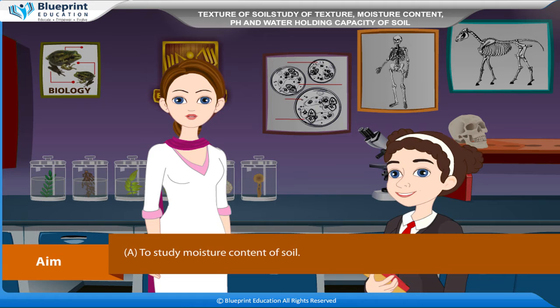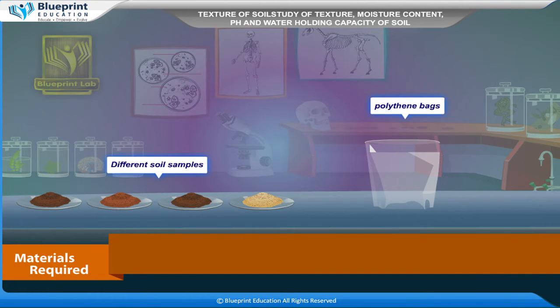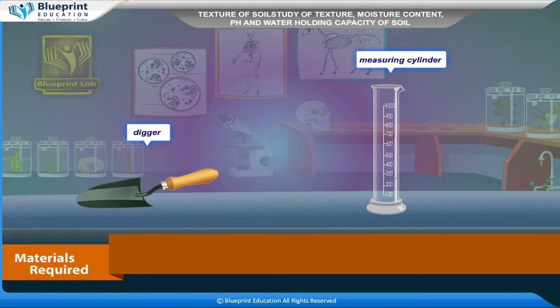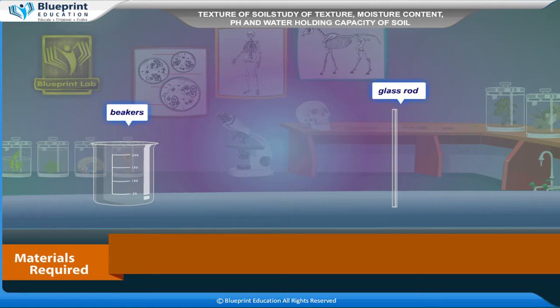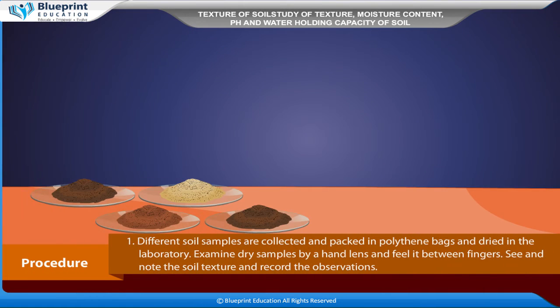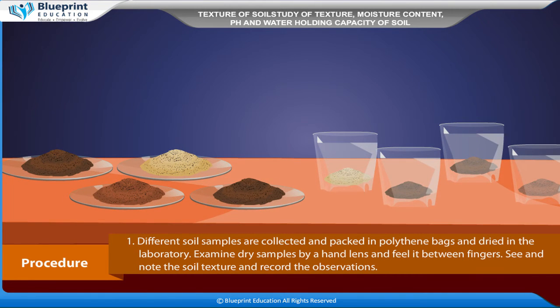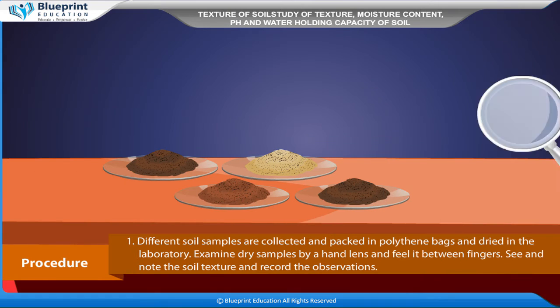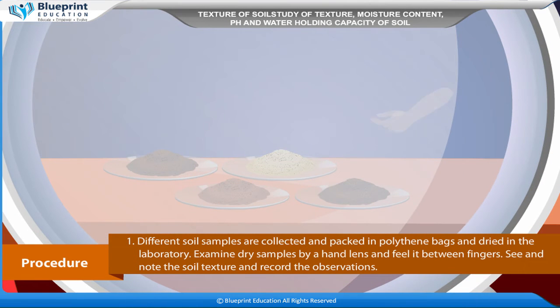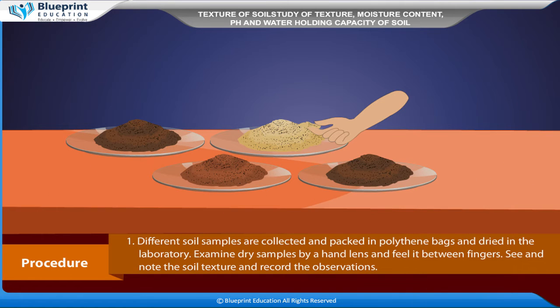To study the texture of soil, materials required are different soil samples, polythene bags, digger, measuring cylinder, beakers, glass rod, and water. Procedure: different soil samples are collected, packed in polythene bags and dried in the laboratory. Examine dry samples with a hand lens and feel them between the fingers. See and note the soil texture and record the observations.